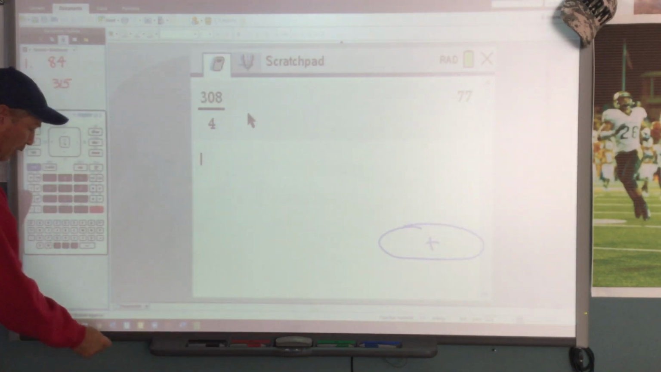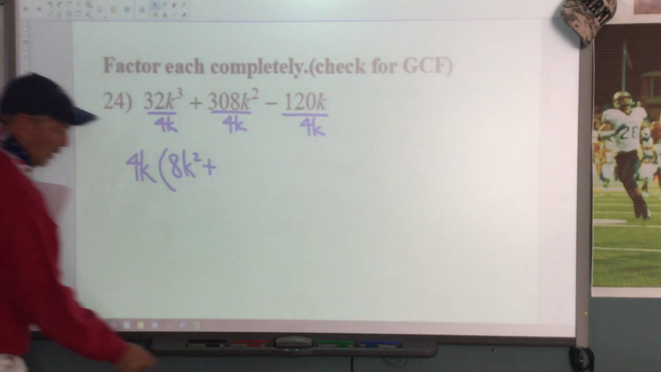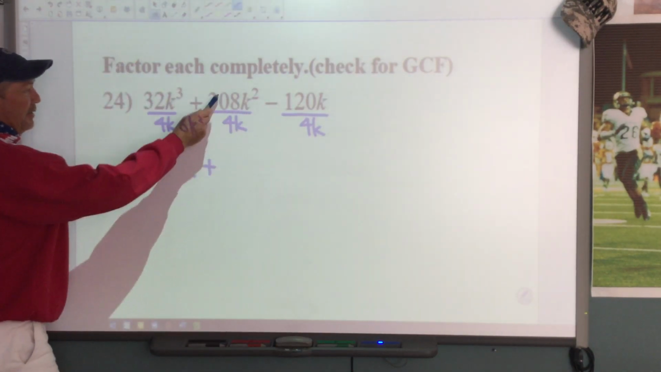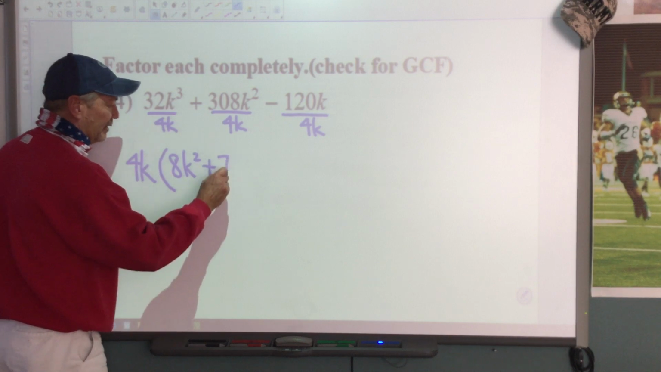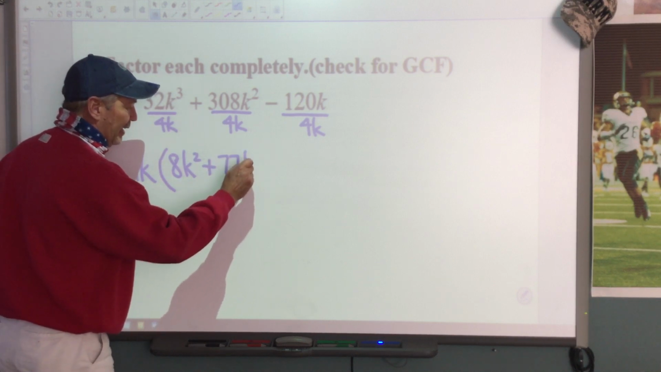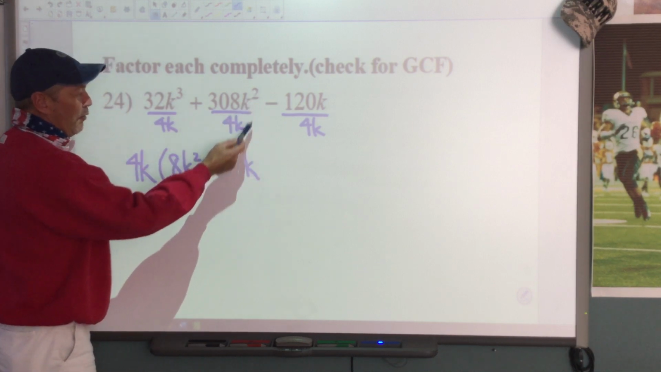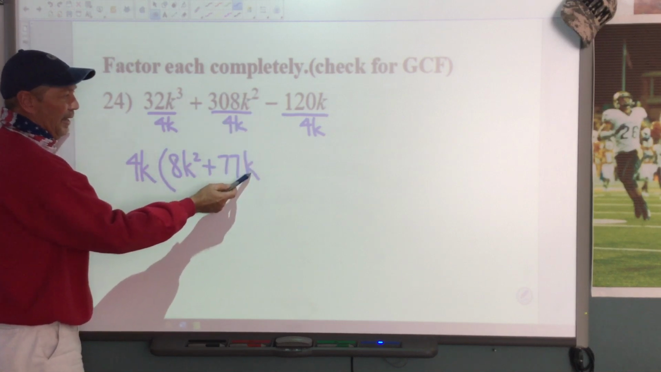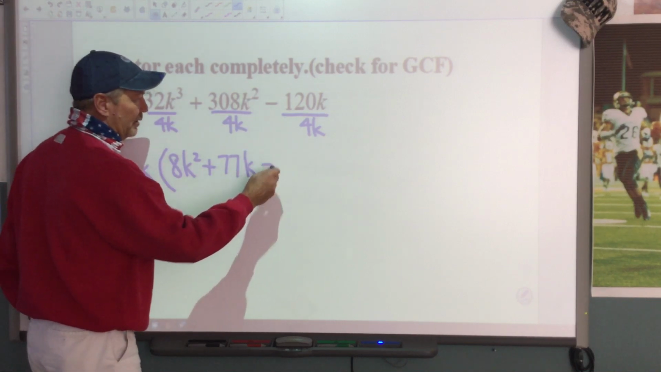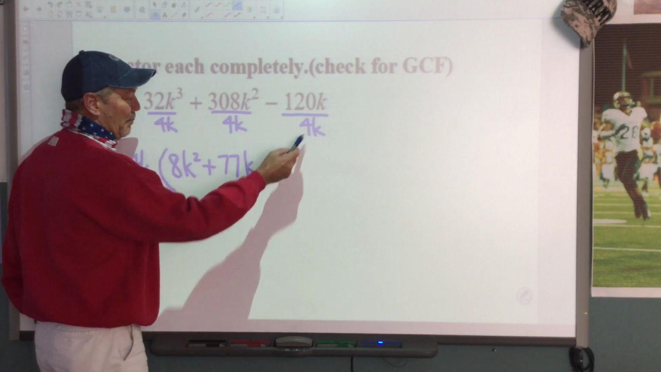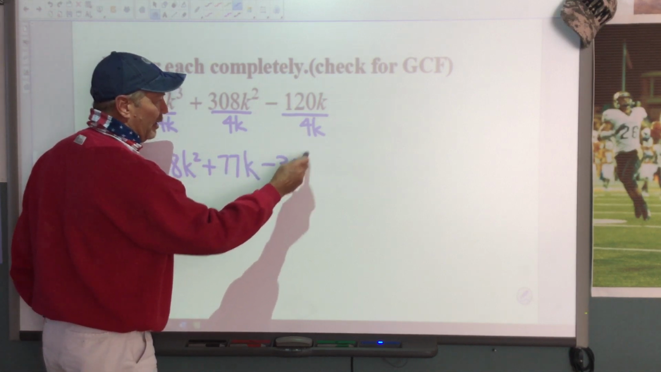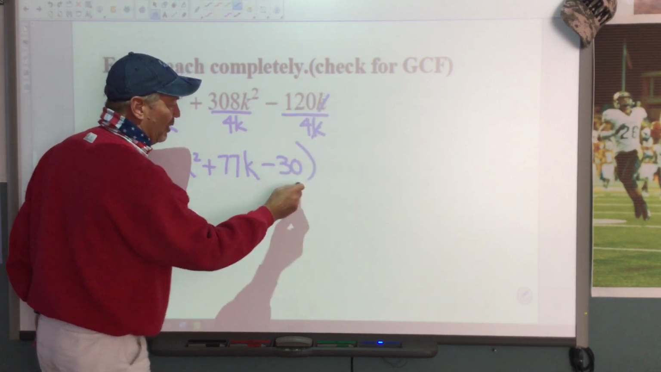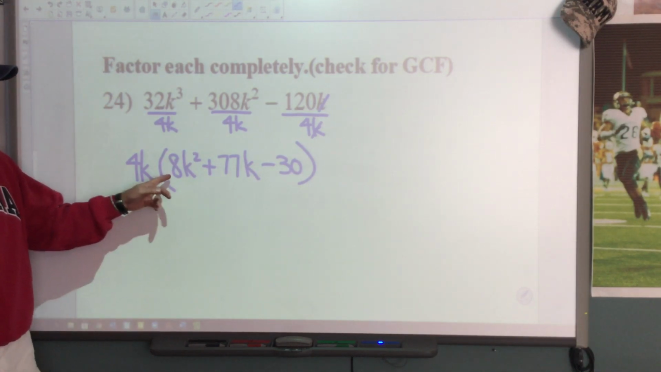Okay? So we're going to go here, and we're going to say that 308 divided by 4 is 77k, because k squared over k will reduce to the k. Minus 120 divided by 4 is 30. The k's cancel.